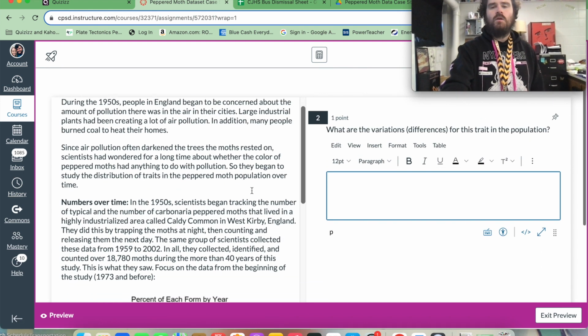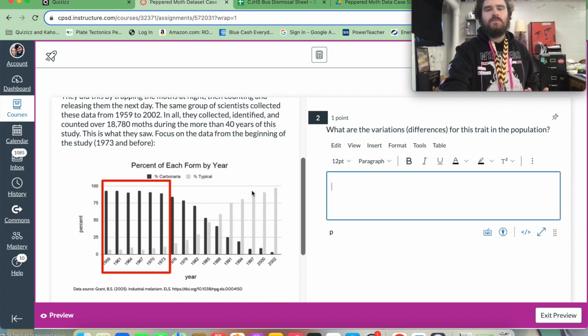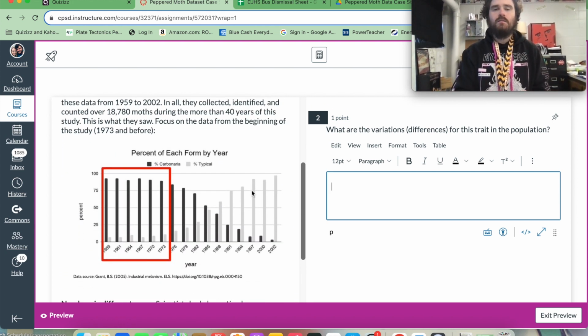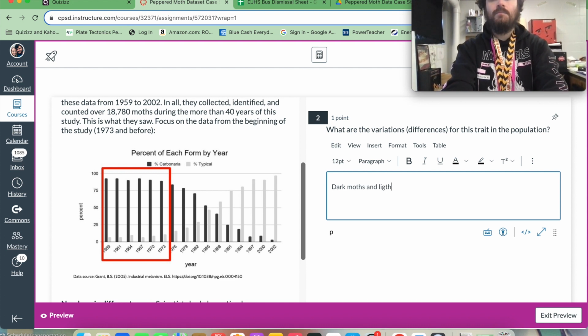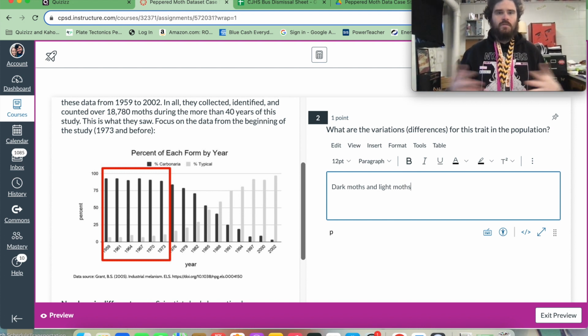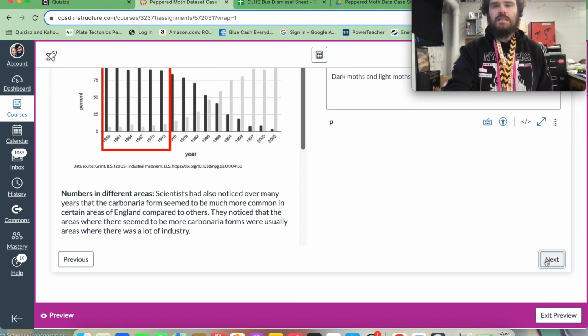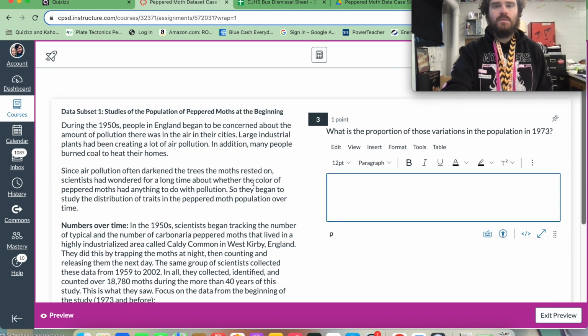So it asks, what are the variations or differences for the trait in this population? I'll give y'all a second to think. Maybe write if you want. So if you thought about it, as I said earlier, there's only one main difference, and that's that there are dark moths and light moths. That's their only difference, some are dark, some are light. There's no big other thing going on here.